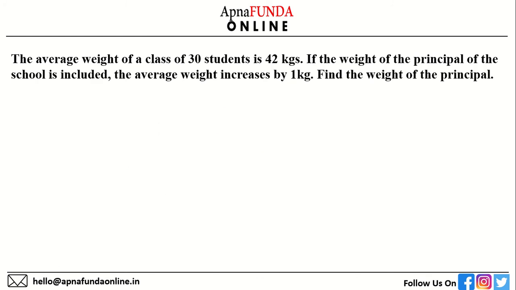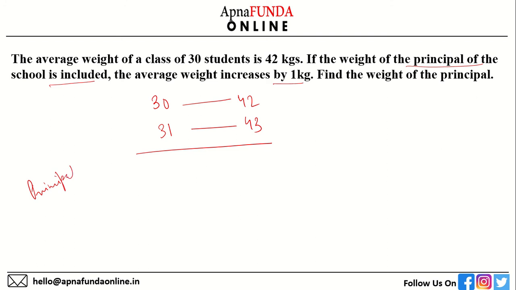Next question, the average weight of a class of 30 students is 42 kgs. If the weight of the principal is included, the average weight increases by 1 kg. Find the weight of the principal. Simple question. 30 students average is 42 kgs. If the weight of the principal is included, that is now it is 31. The weight increases by 1 kg, that is 42 plus 1, 43. We need to find the weight of the principal.